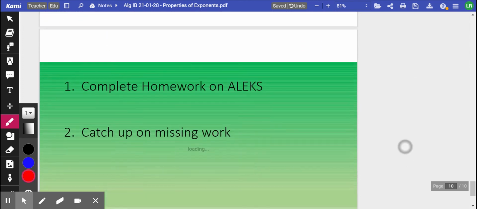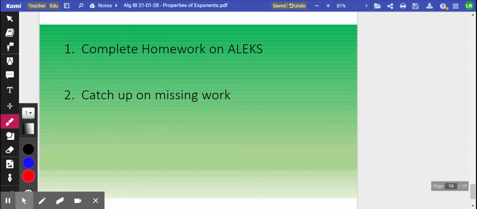Okay, what you have now is you are going to get on Alex, and you are going to do your homework on there. The Alex assignment is sitting there for you. Make sure that if you are someone who still does not have or you forgot your Alex information, you send me an email, and I will get that to you right after I get the email. You'll see the assignment when you go to assignments there. It says property of exponents, day 1 homework. Okay. Make sure you get that done.